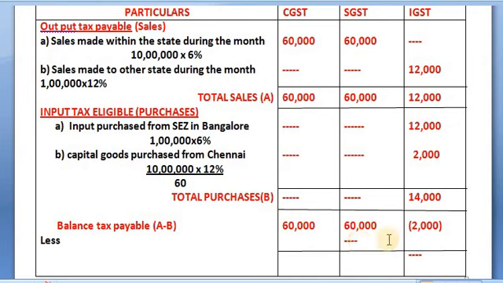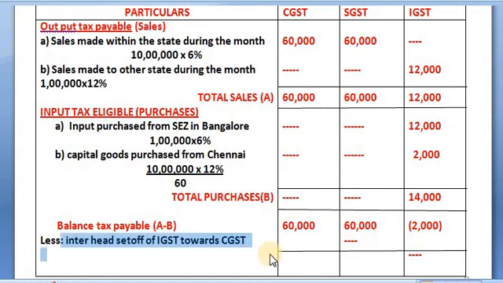Now what we need to do? We need to go for setting it off. That means we have to pay the tax: CGST 60,000 and SGST 60,000. To pay this, we take the amount we already have and set it off. So you go with inter-head set off of IGST towards CGST.